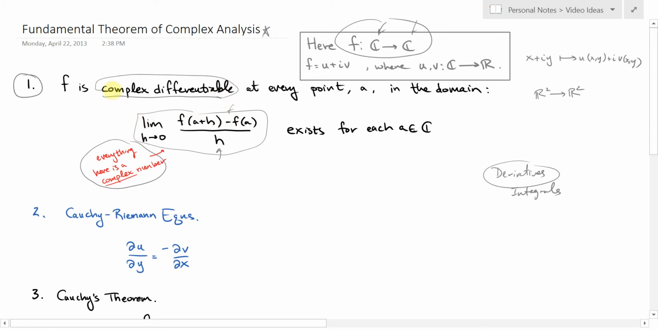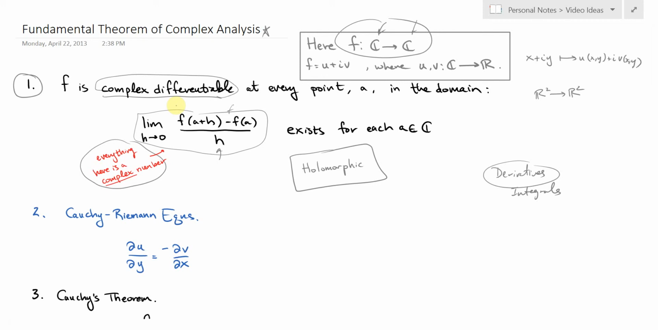That's probably the most obvious property we have, and if it exists for each a in C, we give it a special name. We call these functions holomorphic. So that's a word you're going to hear a lot in this context. But holomorphic essentially means complex differentiable at every point in the domain. Alright, so this should sound similar to basic calculus. We had real functions mapping real numbers to real numbers, and we asked that they be differentiable in the traditional real sense. Is complex differentiability really that different than real differentiability?